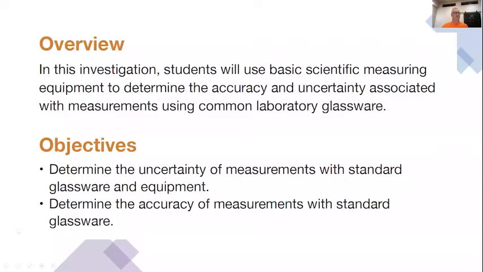So we're going to use basic measuring equipment that we've been given for home labs and determine what kind of accuracy and what kind of uncertainty will be associated with using that particular glassware. And the glassware we're going to be using, some of them are designed for measurements and some of them aren't. It should be fairly obvious by the end of the lab which ones are good for measuring and which ones aren't.